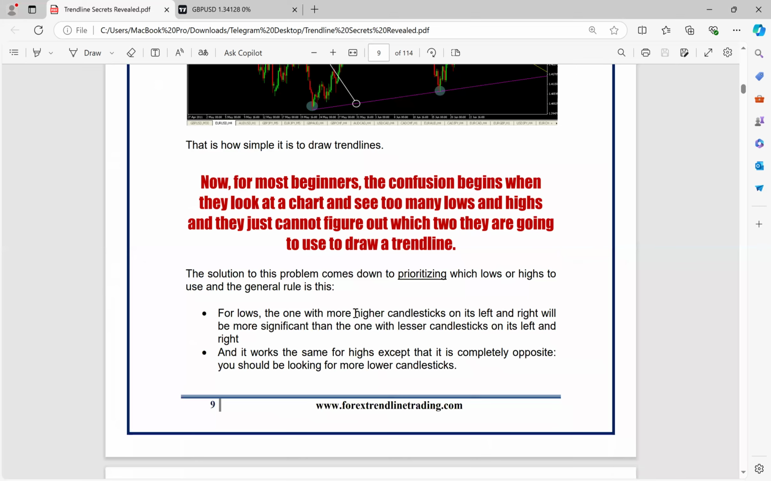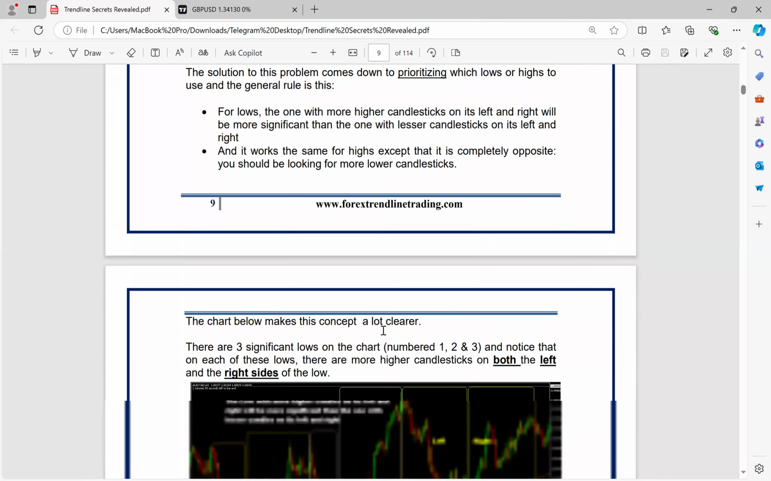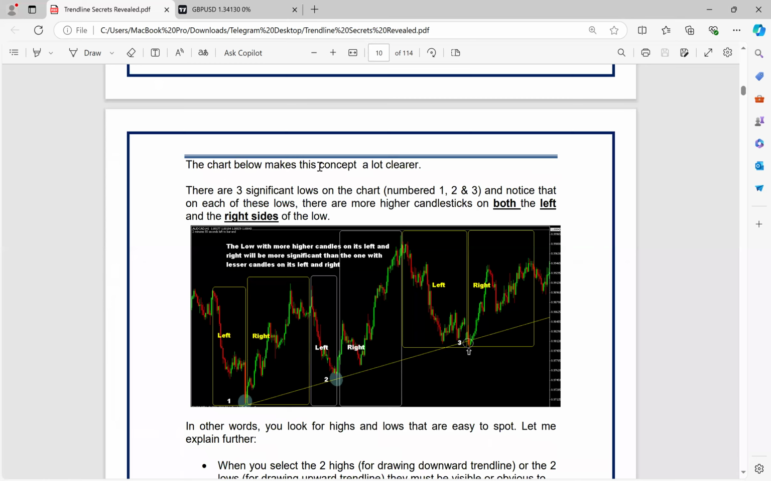For lows, the one with more higher candlesticks on its left and right will be more significant than the ones with lesser candlesticks on its left and right. And it works for highs, except that it is completely opposite. You will be looking for lower candles, meaning candles that are going low. The chart below makes this concept a lot clearer. These are significant lows on the chart, number 1, 2, and 3. Notice that on each of these lows, there are more higher candlesticks on both the left and right side of the low.